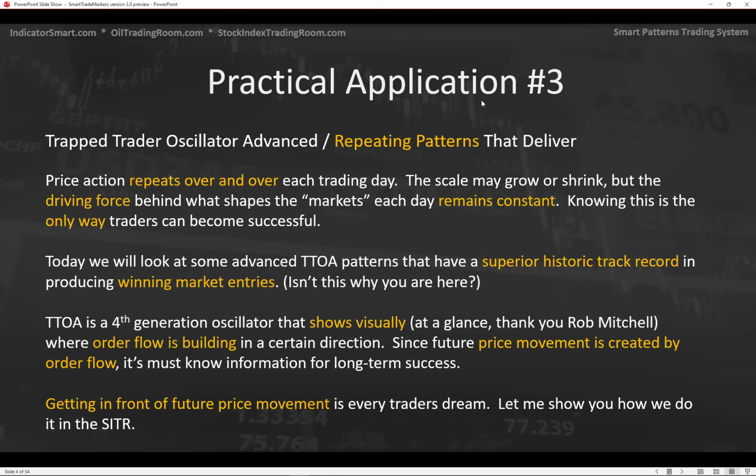We've talked about order flow leadouts. We've talked about trader trap rockets. Today, we're going to talk about TTOA, or Trapped Trader Oscillator Advanced, and some repeating patterns that not only deliver now, they've been delivering for, in Rob's case, 10 years, in my case, 7.5 years. These patterns worked 7 years ago, and they worked Friday, and we'll show you what some of those are. But price action repeats.